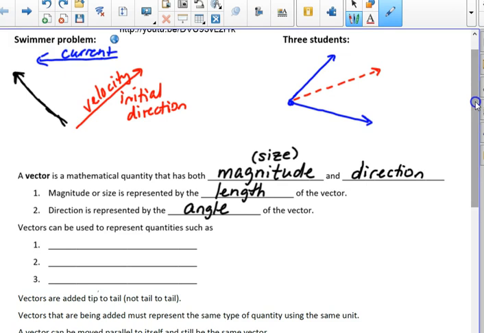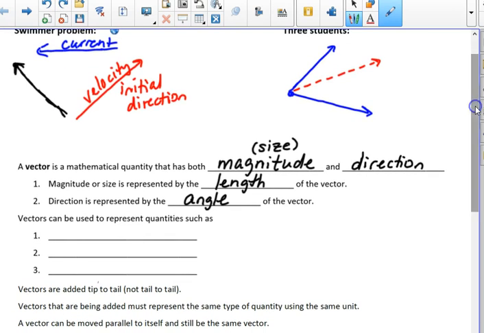Vectors can be used to represent different types of quantities. In the swimmer problem, we use the vector to represent velocity: how fast the swimmer was swimming, how fast the current was going. We could have also used the vector to represent how far she went, distance, or what we would actually call displacement. Displacement is the technical word.